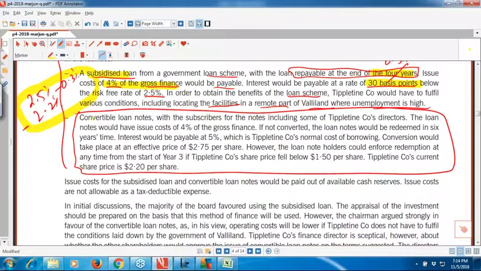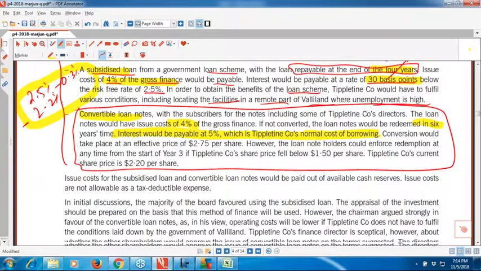If I quickly skim through the information on the convertible loan notes, it says convertible loan notes with a subscriber for the notes, including some of Tripli team's directors, would have an issue cost of 4% of the gross finance. If not converted, loan notes would be redeemed in 6 years' time, and the interest would be payable at 5%, which is Tripli team's normal cost of borrowing. So the most important information here is that Tripli team's normal cost of borrowing is 5%. It says conversion would take place at an effective price of so and so. These are all irrelevant information.